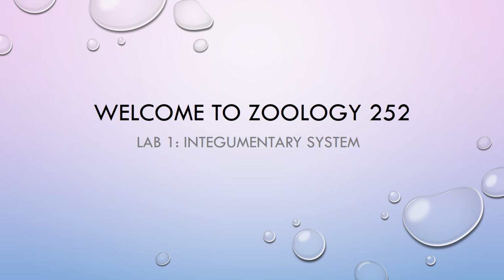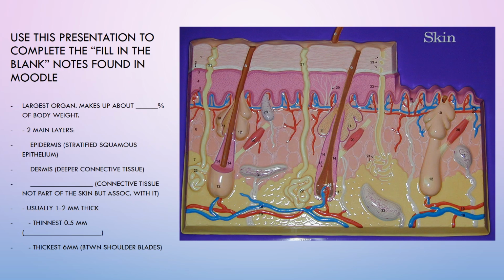So let's go ahead and get started on the integumentary system. I'm looking at page 7 of the lab manual and then the purple skin model that goes along with it. Alright, so hopefully you have the fill-in-the-blank notes available. As you go through this video, you will see that those blanks will be answered for you. And this way you can just fill them in as we go along.